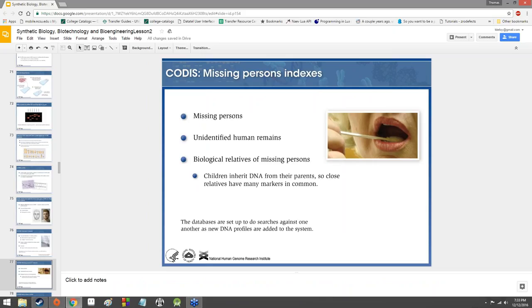Now, as far as missing persons indexes are concerned, or indices, it's good for finding missing persons and identifying unidentified remains. You can rely on biological relatives of missing persons to help nail down whether or not this person was in fact missing, because children do inherit DNA from their parents, as we all know. So close relatives have many markers in common. So if you don't have a direct DNA profile of a person who is missing, you can rely on the parents' DNA profiles to get pretty close.